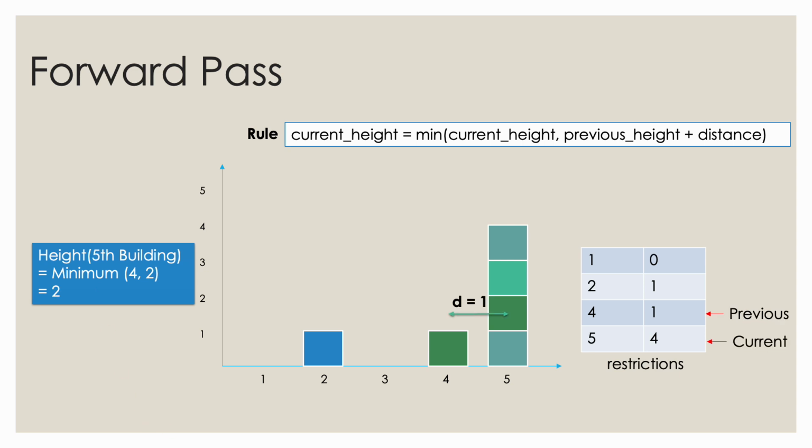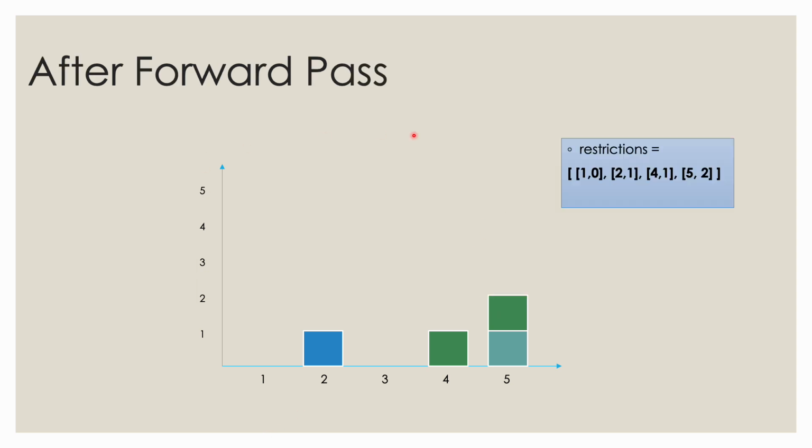Now we again move our pointer and calculate the height of the 5th building, which comes out to be 2. Our current height said it should be 4, but no, it should be 2. The height of building 4 is 1, and from 1 we can increase a maximum of 1 height. So 1 plus 1, 2 is the maximum I can go; we can't go to 4. 4 is unrealistic. So after the forward pass, this is how our restrictions look.